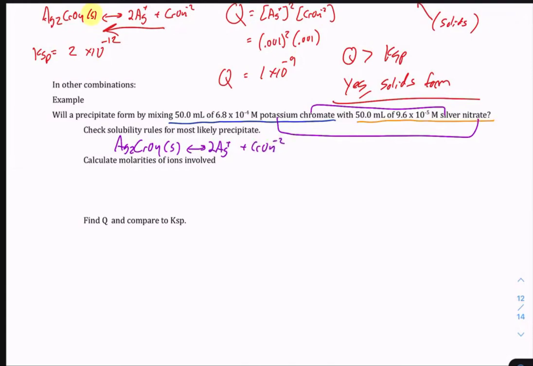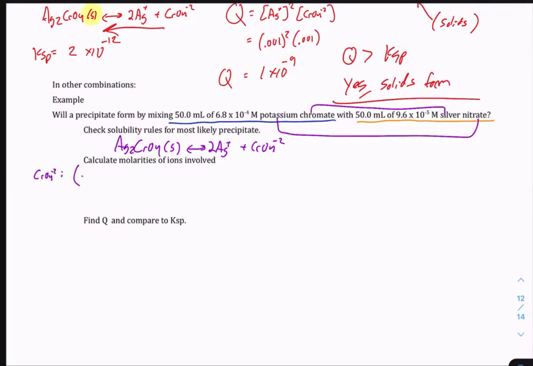It says calculate the molarities of ions involved. What ions do I need to know? I need to know the silver, I need to know the chromate. I don't need to know the potassium, and I don't need to know the nitrate because those are spectator ions. They are not responsible for forming a solid. So, how do I do that? Well, this is how.